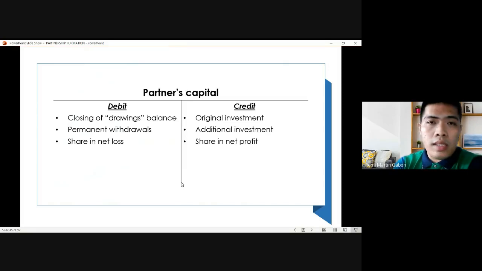So, as a summary, if we're going to put it into a T account, a partner's capital is shown like this. On the debit side, we have the drawings, the withdrawals, and the shared net loss. And on the credit, we have the original investments, the additional investment, and the share in profit.